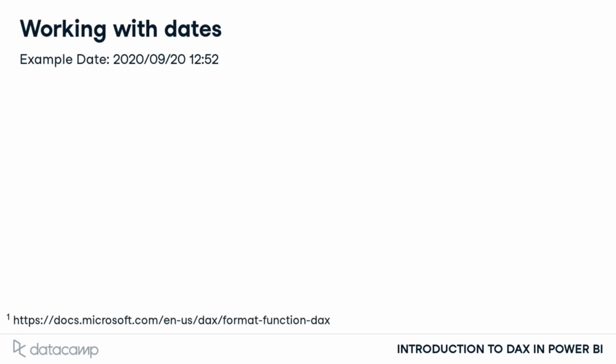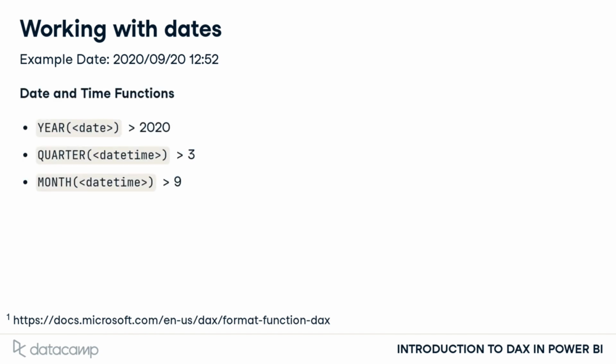Power BI has hundreds of built-in functions available. We'll walk through some example date and time, format, and time intelligence functions using the date 20th September 2020 at 12:52 p.m. as our datetime argument. Using some of the date and time functions, we can pass through our datetime. For the YEAR function, it will return 2020, QUARTER returns 3, and MONTH returns 9.